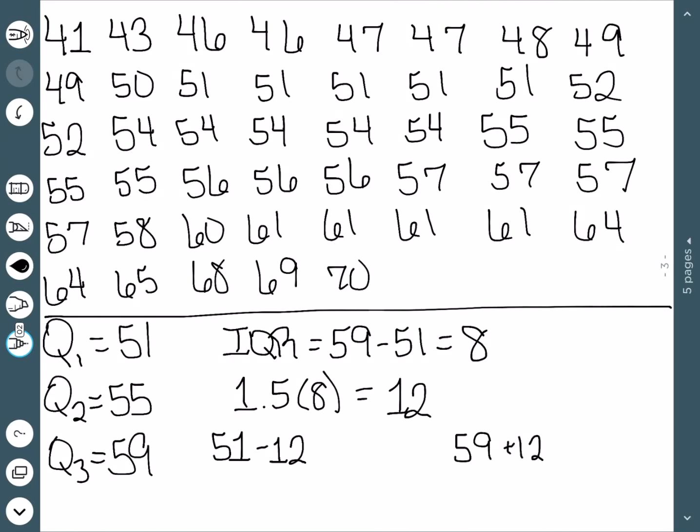Our first one, 51 minus 12 is 39. So if we ever have a president younger than 39, that is going to be an outlier. However, we don't have any there. 59 plus 12 is 71. So if we have someone over 71, that will be an outlier. And once again, we can see that we don't have that.